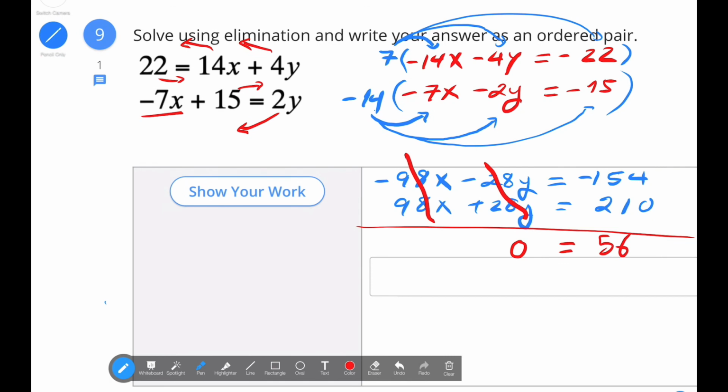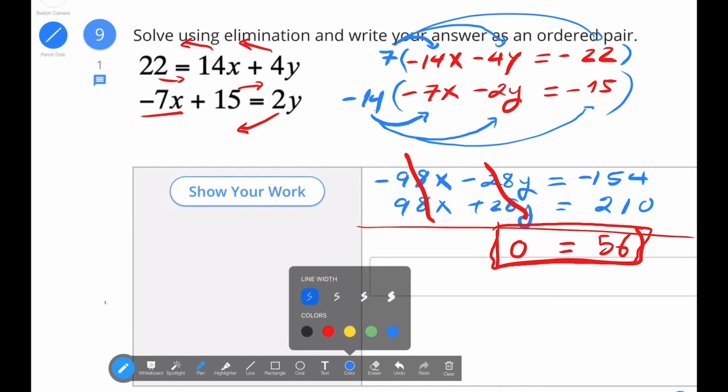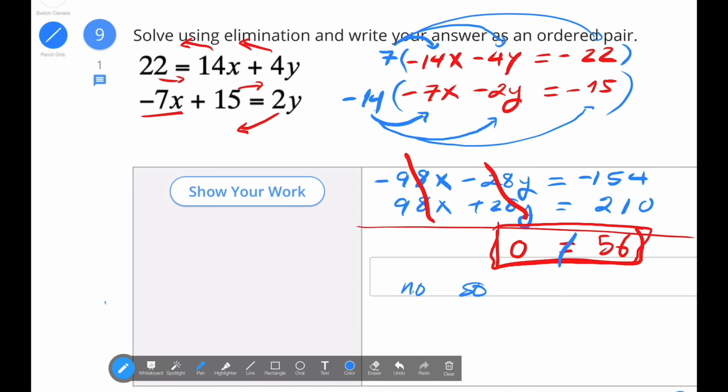So here's a problem. First of all, if this is a true statement, then it's all real numbers, infinitely many solutions. If this right here is a false statement, then it's no solution. So 0 equals 56. That is a false statement. So it's no solution.